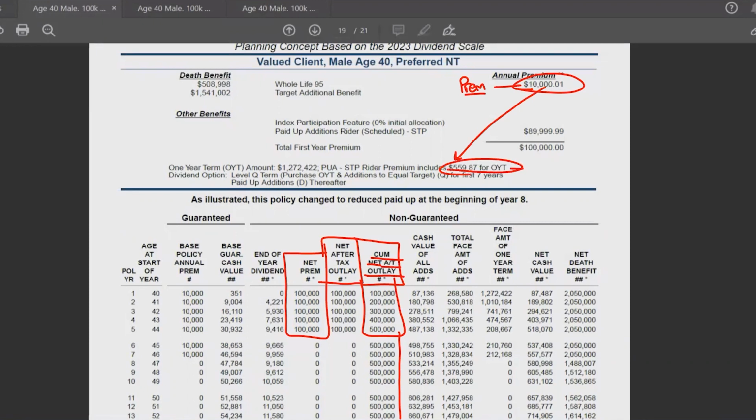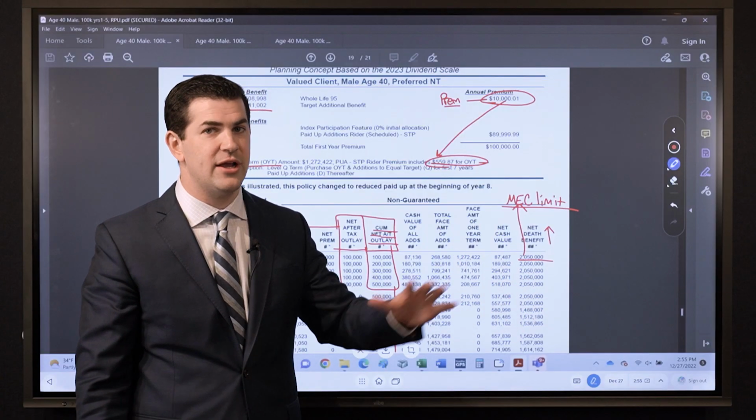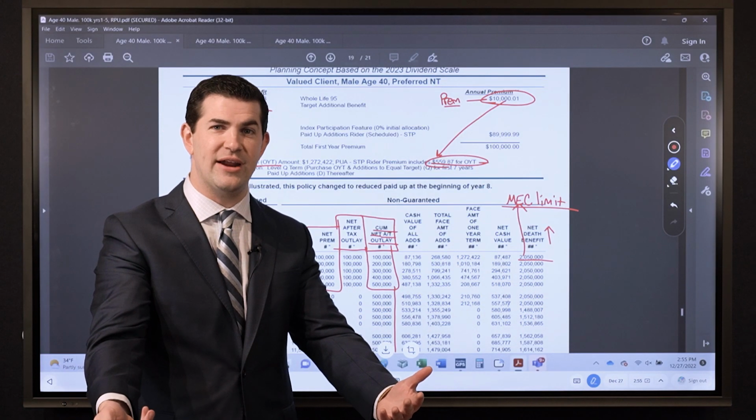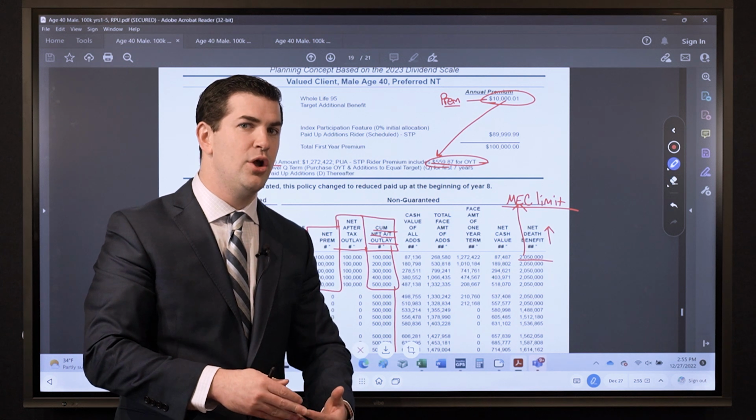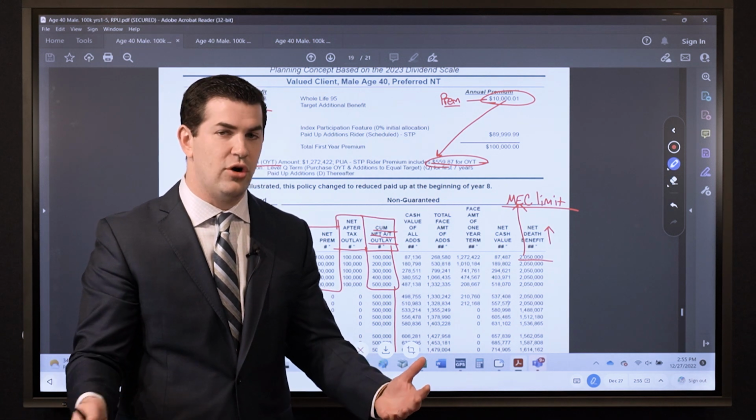So this OYT represents 1 year term. This is a term insurance rider that is attached to the policy. The purpose of adding term insurance, we'll see the term up here, is it is a cost-effective way to raise the total death benefit, which raises the MEC limit, which in short prevents a taxable event from occurring. Meaning if my policy does not exceed that MEC limit and my policy does not become classified as a modified endowment contract, I can access the cash value without having to deal with taxation on the gains.